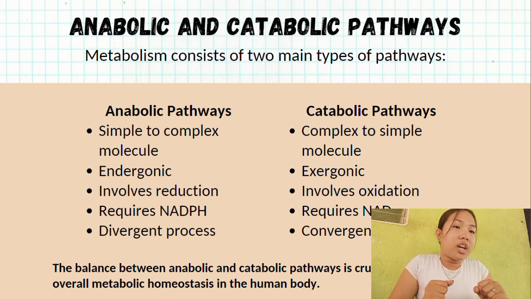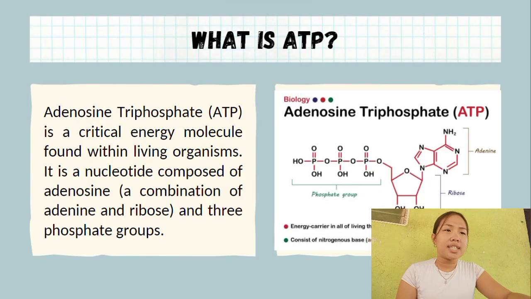Next, the anabolic pathway is endergonic, and the catabolic pathway is exergonic. When the anabolic pathway involves reduction, the catabolic pathway involves oxidation. When the anabolic pathway requires NADPH, the catabolic pathway requires NAD. When the anabolic pathway is a divergent process, the catabolic pathway is a convergent process. So the anabolic and catabolic pathways are crucial for maintaining overall metabolic homeostasis in the human body.